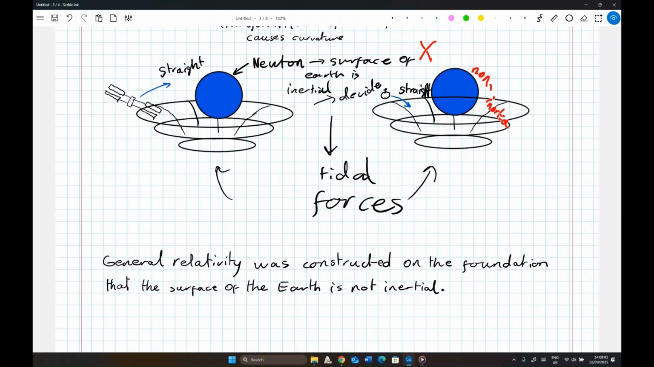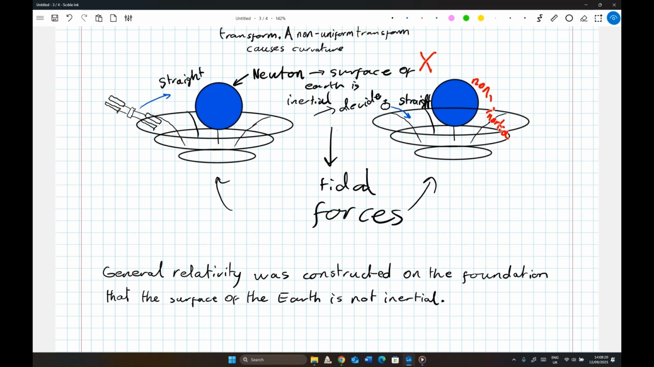So general relativity was constructed on the foundation that the surface of the Earth is not inertial. The whole premise of general relativity was to square the fact that on the surface of the Earth, you are not in an inertial frame according to the equivalence principle. And that is why the equivalence principle is true. And this is why spacetime curvature emerges as a result of it. Spacetime curvature does not cause the equivalence principle. The equivalence principle causes there to be spacetime curvature.